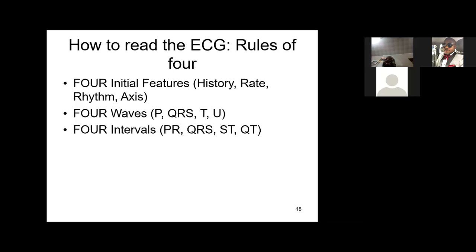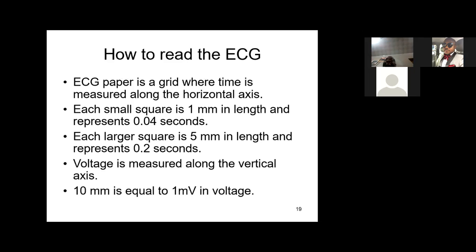In general, we follow the rule of 4. You start by noting the 4 initial features: history, that's the clinical history of the patient, the rate as calculated from the ECG, the rhythm and the axis also as calculated from the ECG. You then look at the 4 waves, P, QRS, T, and U, and the 4 intervals, PR, QRS, ST, and QT. Once again, the 4 initial features: the history, the rate, the rhythm, and the axis. The 4 waves, P, QRS, T, and U, and the 4 intervals, PR, QRS, ST, QT.